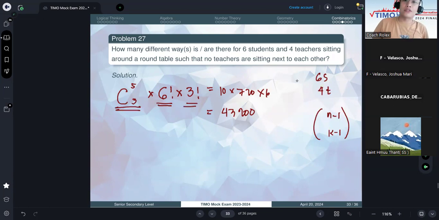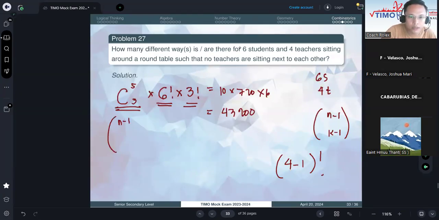So we subtract one from the teachers. The number of ways to arrange the teachers, that's the important part, that they should not sit together on the round table. 3. We have 4 minus 1 factorial. So this one is the n minus 1 taken k minus 1.